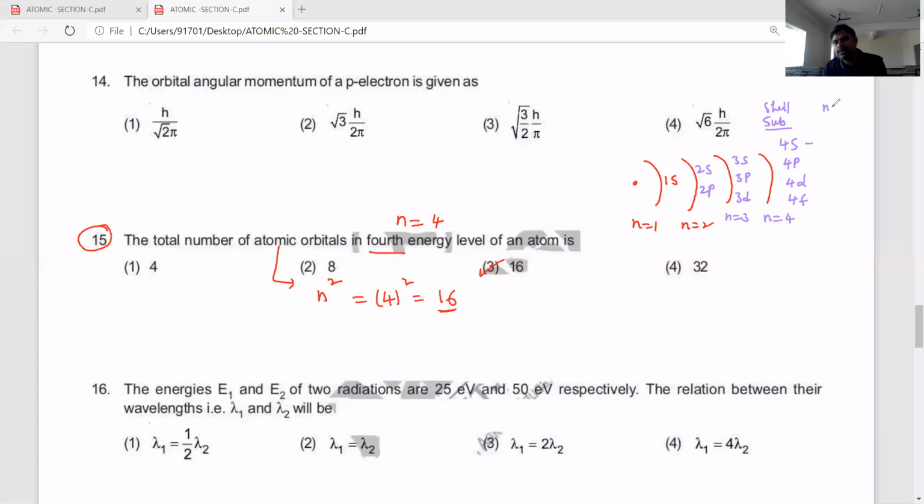Now the subshell and the number of orbitals. The s subshell has only one orbital. The p subshell has 3 orbitals. The d subshell has 5 orbitals. The f subshell has 7 orbitals. The total is 1 plus 3 plus 5 plus 7, which is equal to 16. Clear, dear students? This is another way to solve this kind of question. This is how we solved it conceptually.